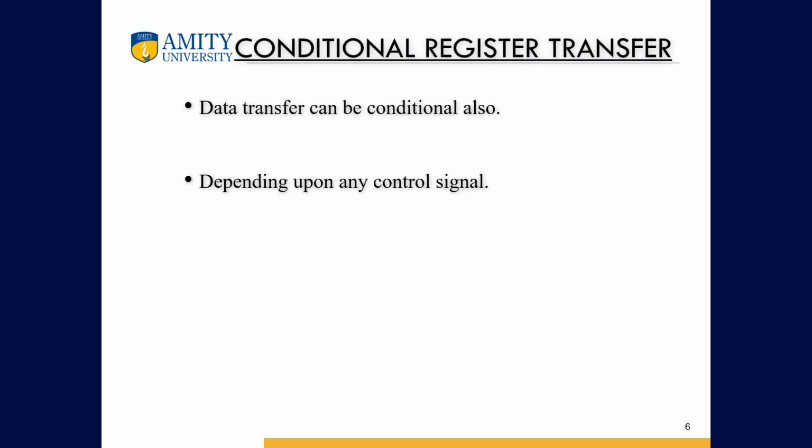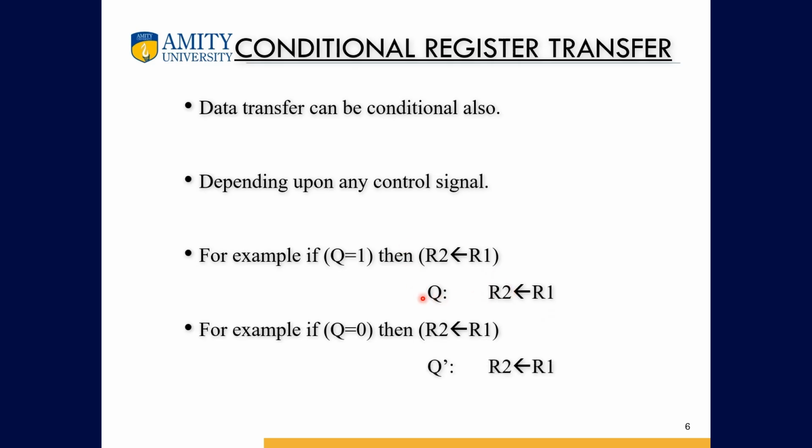There is also conditional register transfer, where the data transfer may depend on a condition that is set. This can depend upon any control signal, for example Q. If Q is 1, then we will transfer from R1 to R2. This means R1 to R2 transfer whenever Q is 1. If we have the condition that Q is 0, then we just put Q bar or Q dash. That will show that when Q is 0, then we transfer.